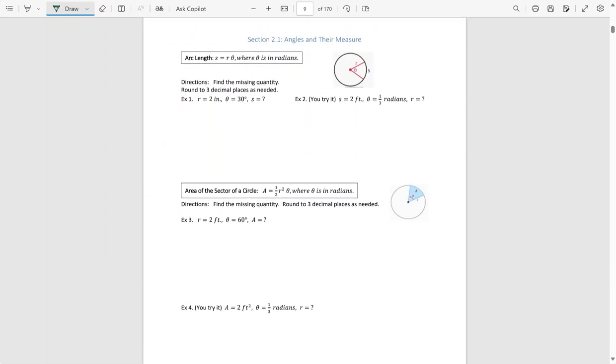This last part of 2.1 involves two formulas. One is the arc length. Arc length is this S. This S is the outside edge. That's what an arc length is.